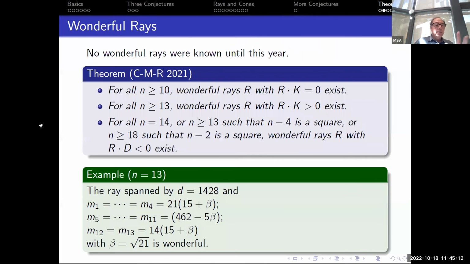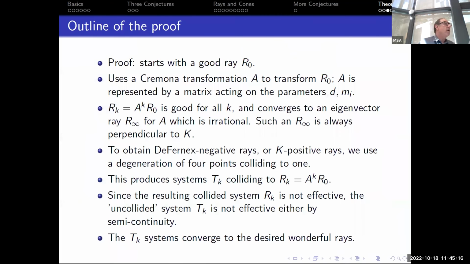All right, what was the way we proved this example? So the proof, we started with a good ray. And remember that 5 years ago, we started having the ability to generate good rays. So we had some technology for good rays. So what we did was we took a good ray and used a Cremona transformation to transform it. When you transform a good ray, the Cremona transform is still good.